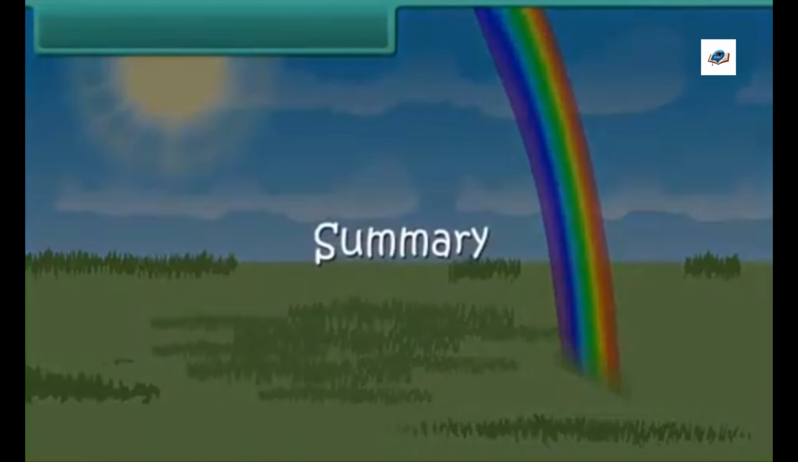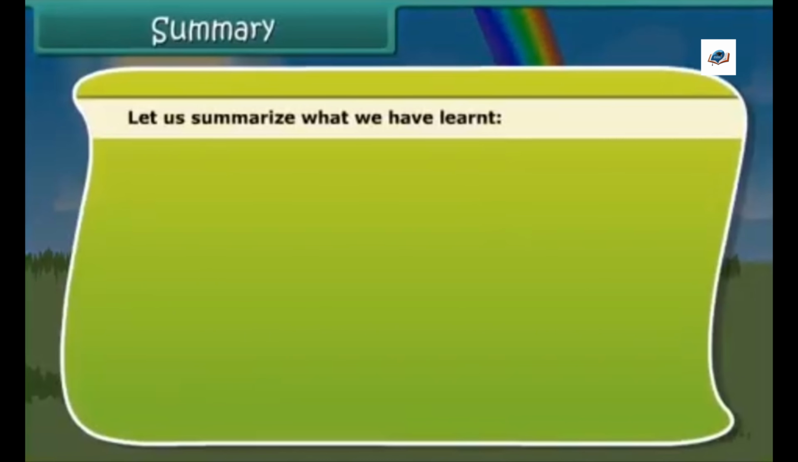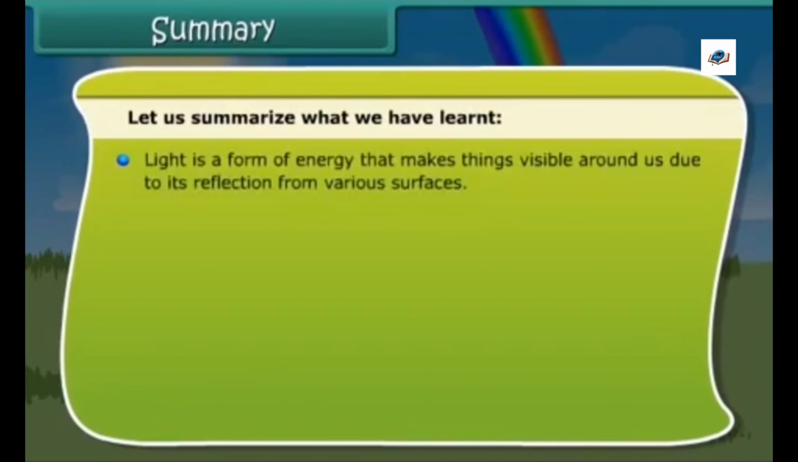Summary. Let us summarize what we have learned. Light is a form of energy that makes things visible around us due to its reflection from various surfaces. Light travels in a straight line.